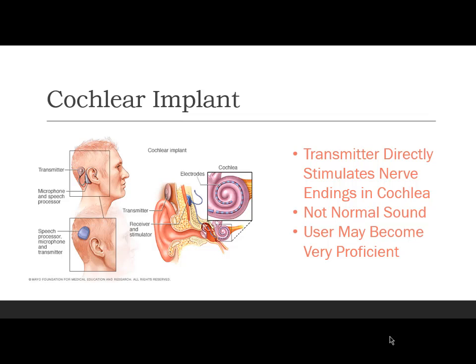It's important to understand that it isn't normal sound. It doesn't just recreate normal sound. However, I have seen users who have become very, very proficient in using these to understand speech and, pretty much any other kind of sound.